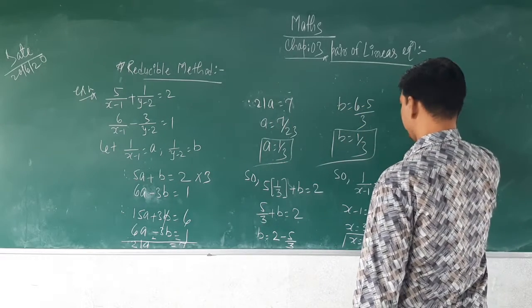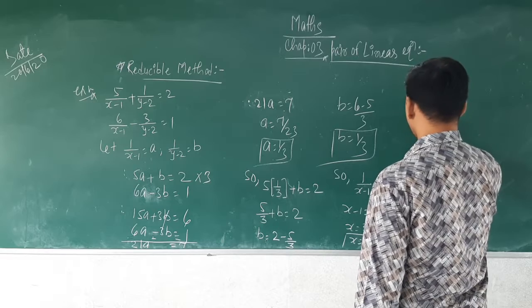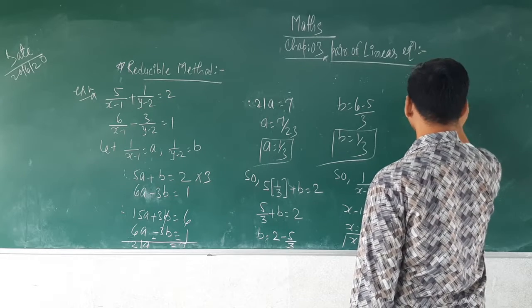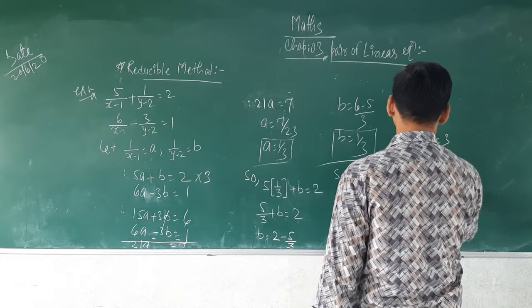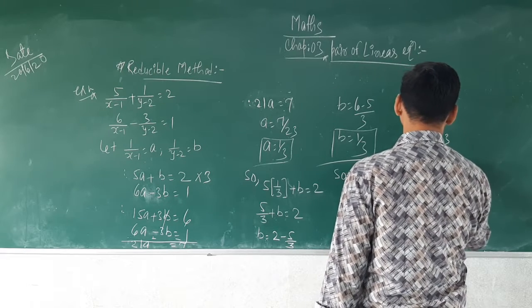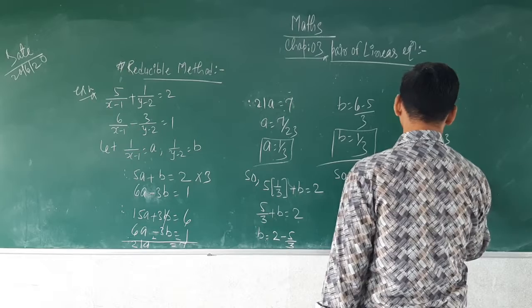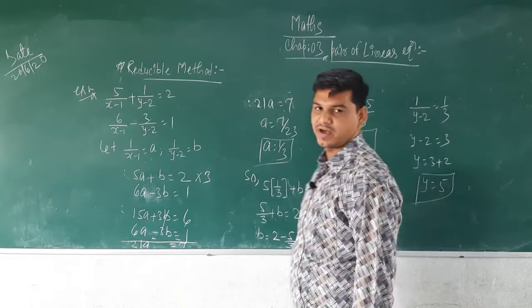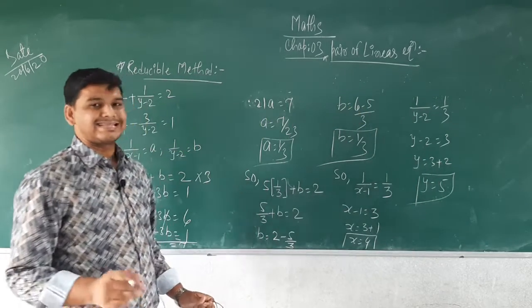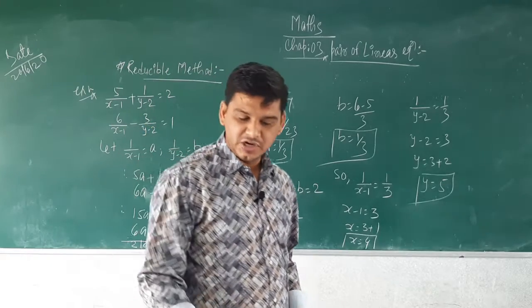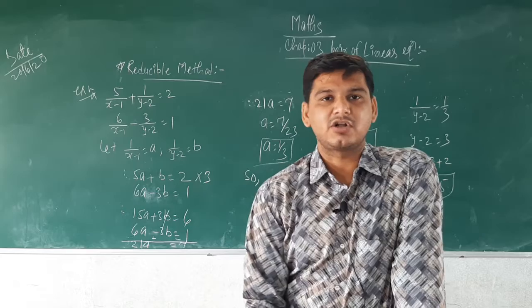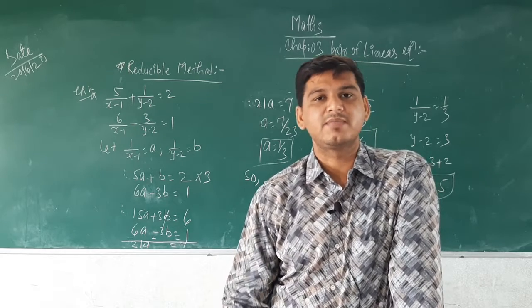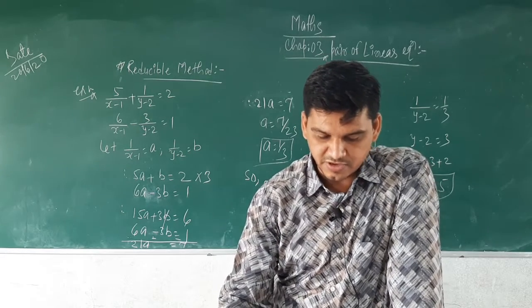Similarly, 1 upon y minus 2 is equal to b, which is 1 by 3. So y minus 2 is equal to 3, then y is equal to 3 plus 2, then y is equal to 5. So we get the value of y equal to 5. So like this, questions in the form of denominators, we can easily find the solution set of x and y by reducing the variables of x and y which are available in the denominator.